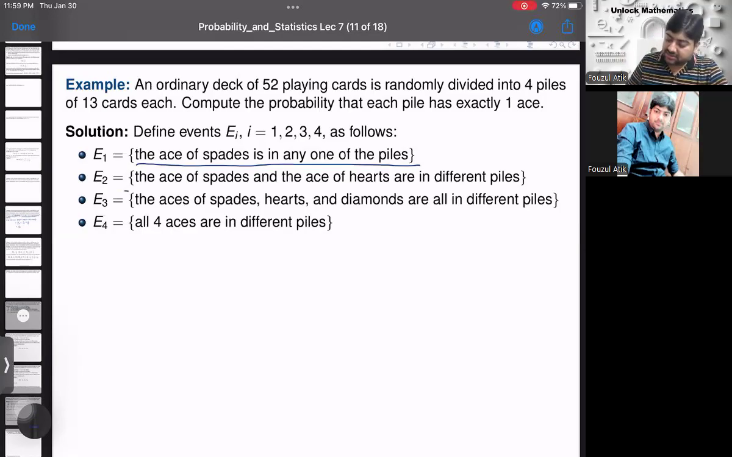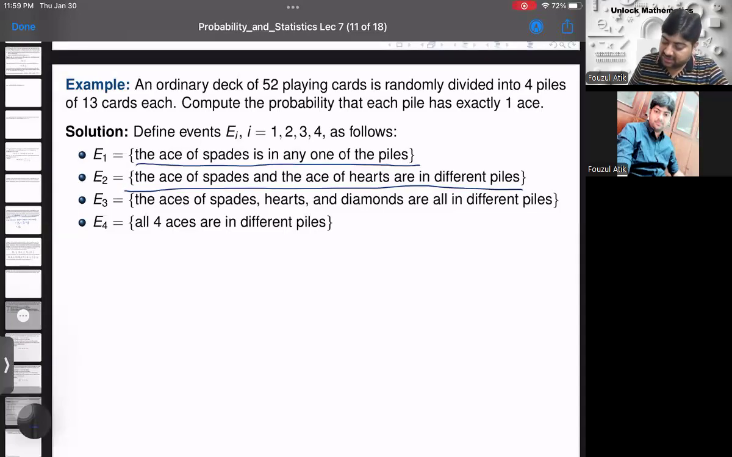Next, E2 is the event that the ace of spade is in one pile and the ace of heart is in a different pile. So where the ace of spade is, the ace of heart should be in a different pile. That is the event E2. So E1 says that the ace of spade is in one pile, and E1 has already happened. Where the ace of spade is, you should not have the ace of heart in the same pile. That is the event E2.